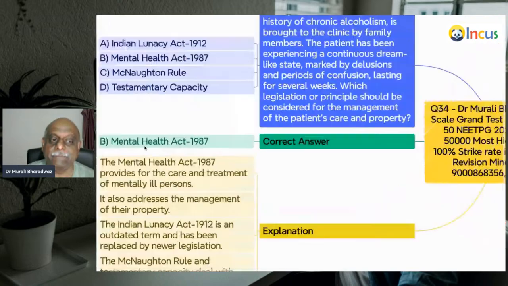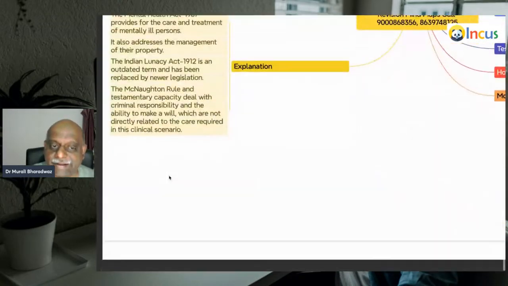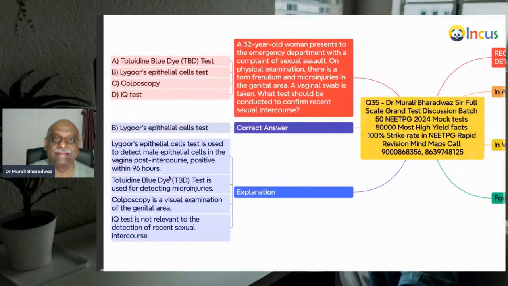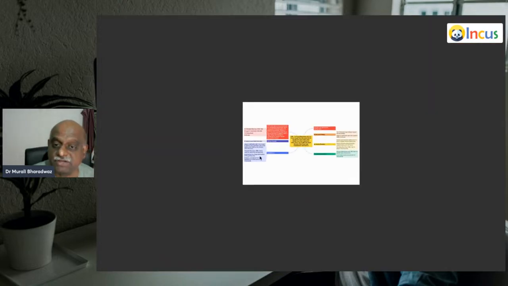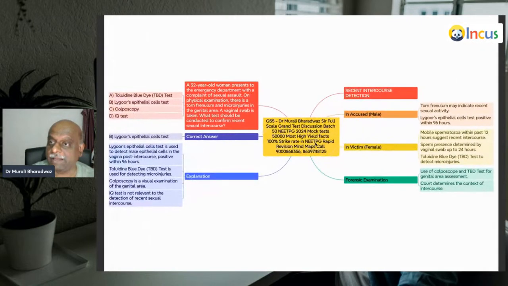So, Mental Health Act 1987. A 30-year-old in the emergency department with sexual assault. Liguor's epithelial cells test is used to detect the male epithelial cells in the vagina post-intercourse. And it is positive within 96 hours, is what you have to remember.